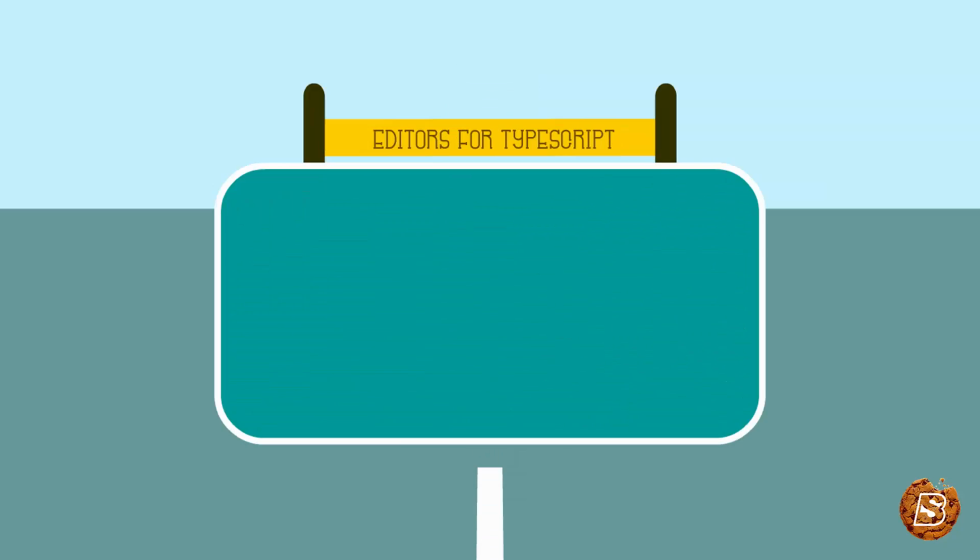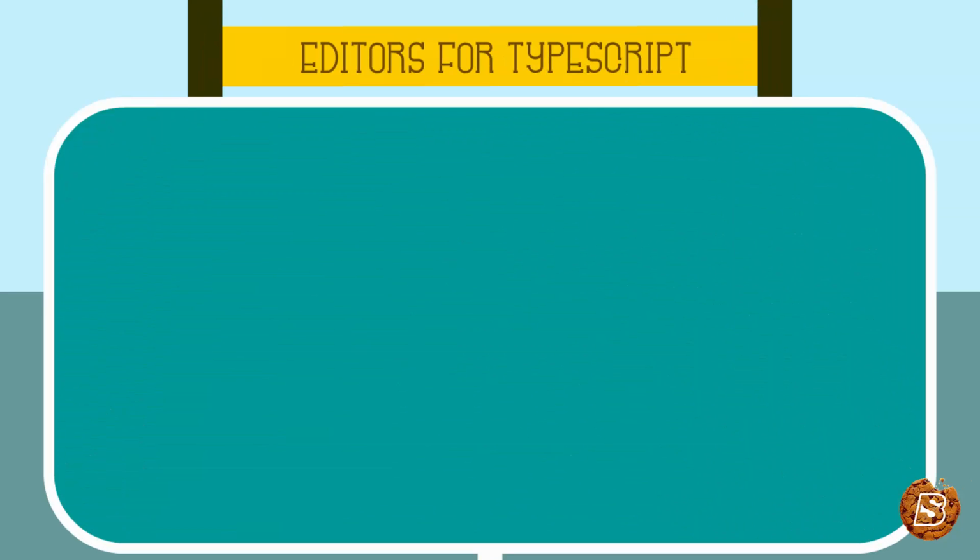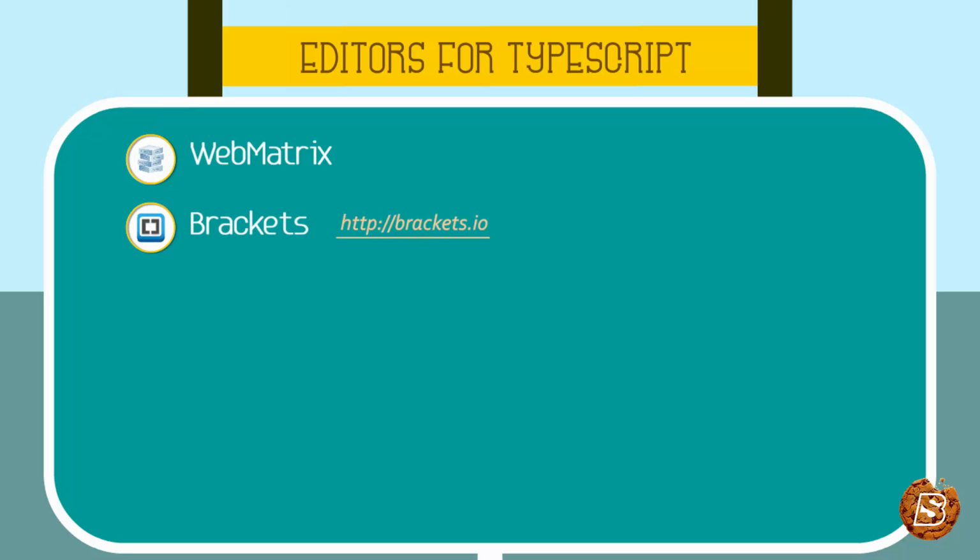Now we'll see the editors available for TypeScript. Webmatrix is the free editor that we can make use of for writing TypeScript. It has got an extension available which will allow us to compile the TypeScript files that we create. Similarly, Brackets is another free editor available which has got the extension for TypeScript. We'll be taking a look at Webmatrix and Brackets, and we'll see how we can make use of these extensions that are available for them.